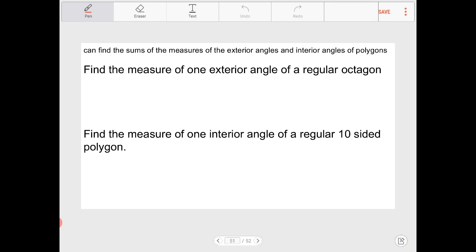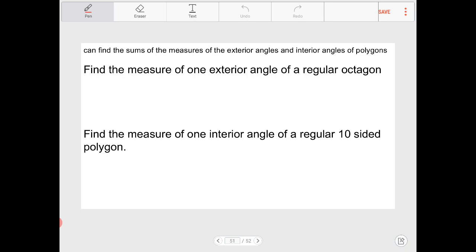So to find the measure of one exterior angle of a regular octagon, how do we go about finding this? Also, find the measure of one interior angle of a regular 10-sided polygon. How will we go about doing that? Pause the video for a moment to see if you can figure this out.